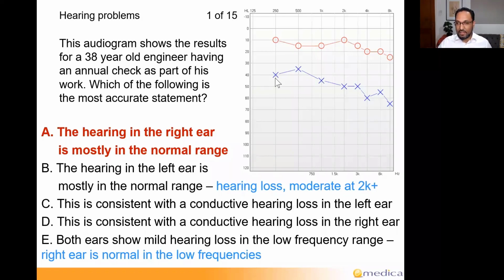Now, someone could easily think that if they thought these were both the left ear, then this is the gap. This isn't. This is the left ear. Sorry, this is the right ear. This is the left ear. Okay, the right ear is always red.